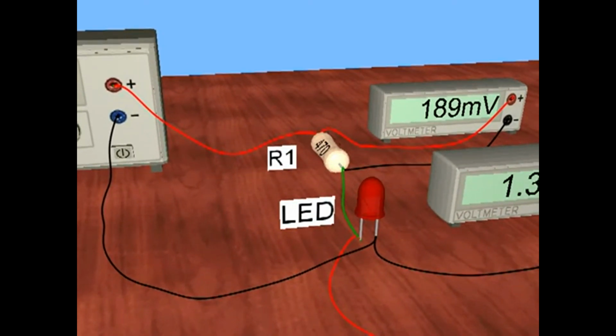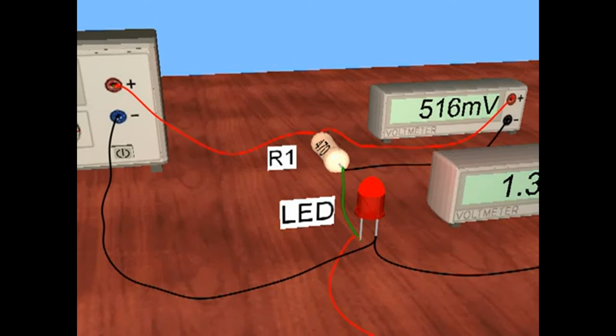So I'm going to zoom in here so we can have a good close look at the LED. I'll back this power supply down, and then keep an eye on this meter. Once we get to around 1.4, you should see the LED turn on. Okay, I'll back it off so you can see it. So there's the LED lighting up.